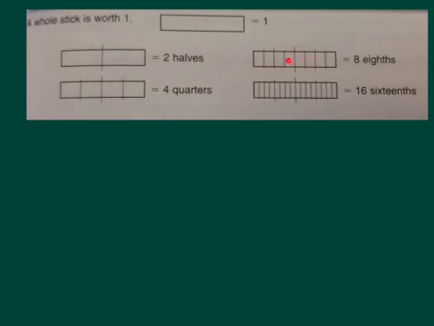And over here, we have eighths. We've broken the 1 whole into eighths. We've cut the quarters in half. And now we also have sixteenths, which is the eighths cut in half, but we still have 1 whole. We haven't changed our 1 stick. So you can use this to do equivalent fractions and to do adding fractions.